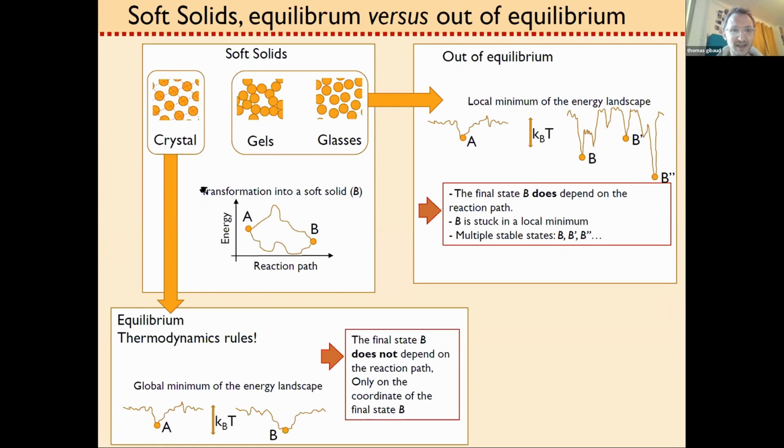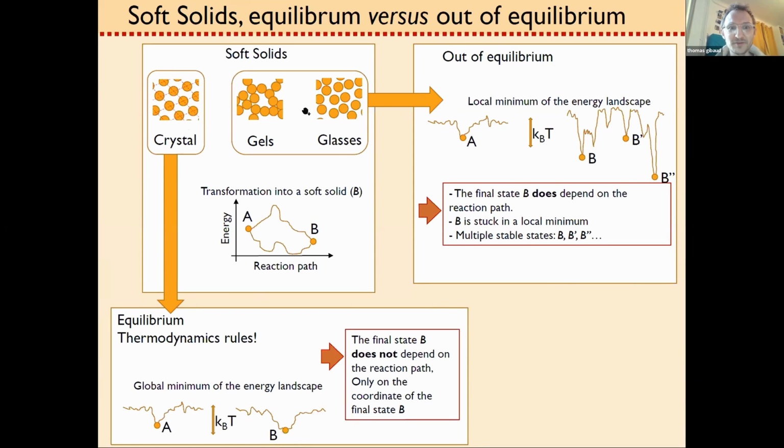So those soft solids, the main distinction between them is that the crystal is an equilibrium structure. So everything is ruled by thermodynamics, meaning that the system will go for the global minimum in the energy landscape. And what's important is that the final state, which I call B here, does not depend on the reaction path. It only depends on the coordinates of the final state B. And that's very important. Whatever you do between A and B doesn't matter. It's the coordinates of B that matter.